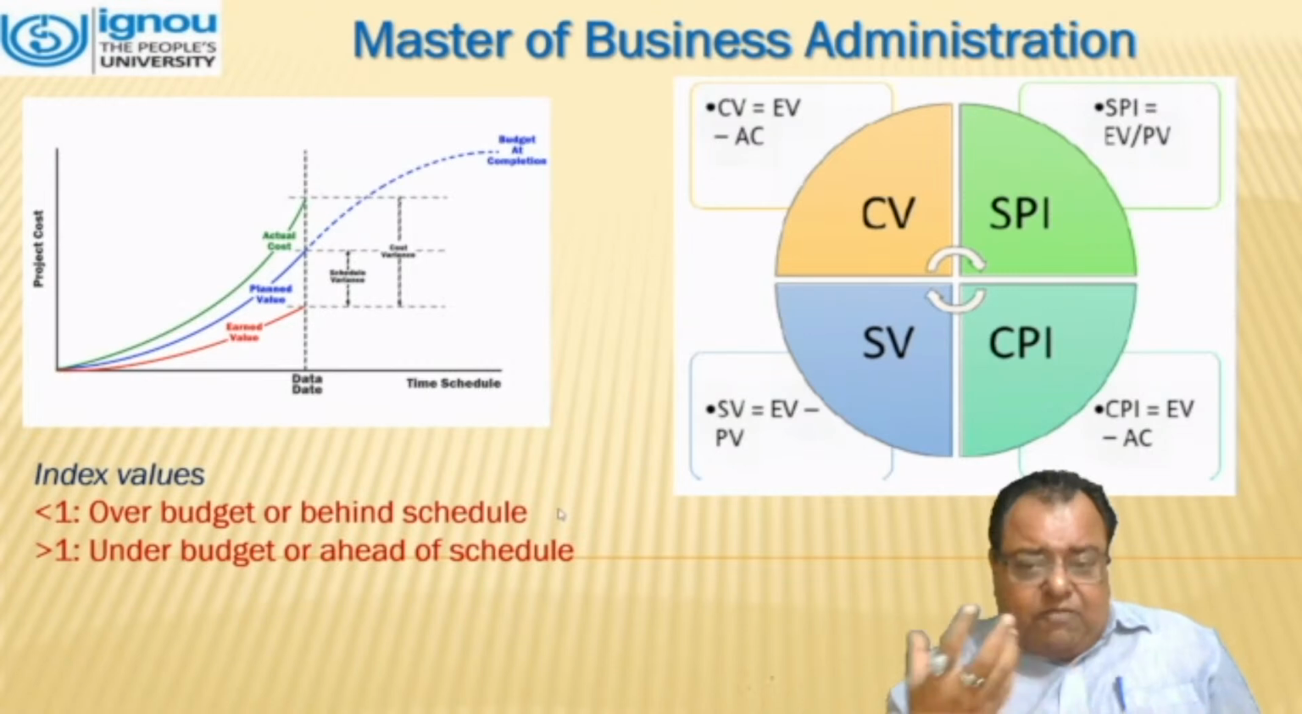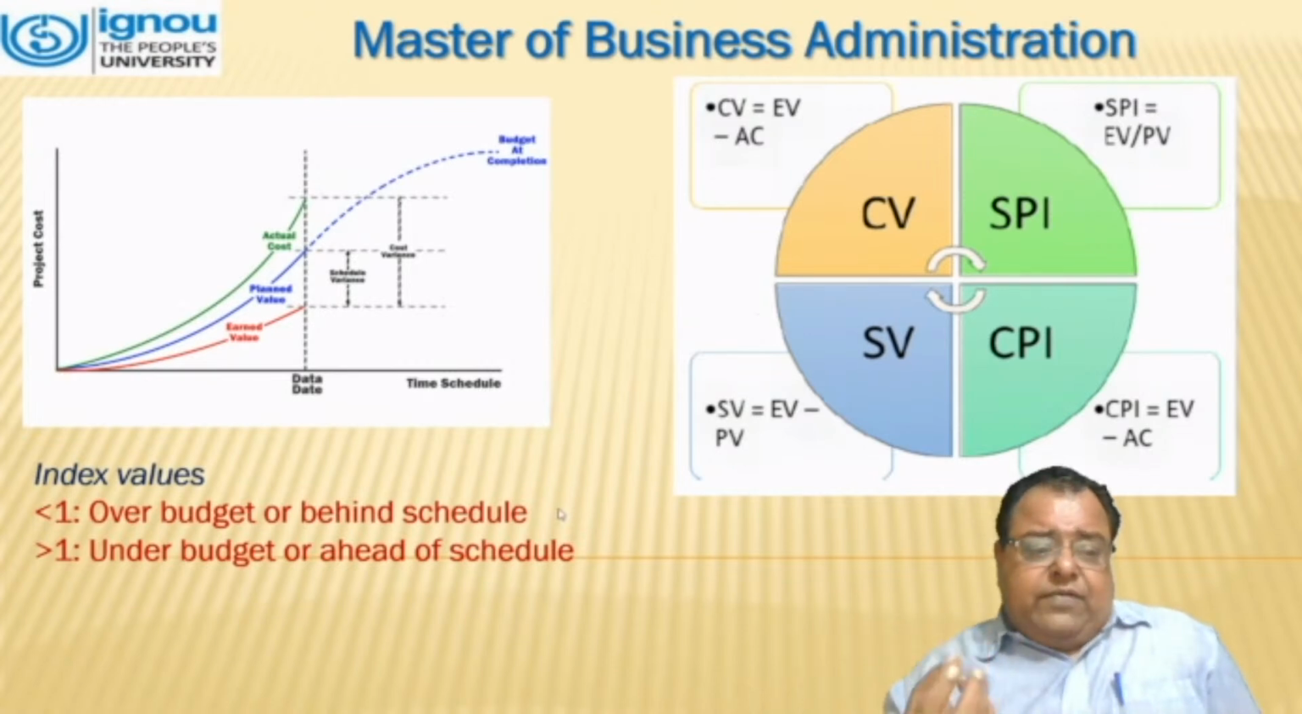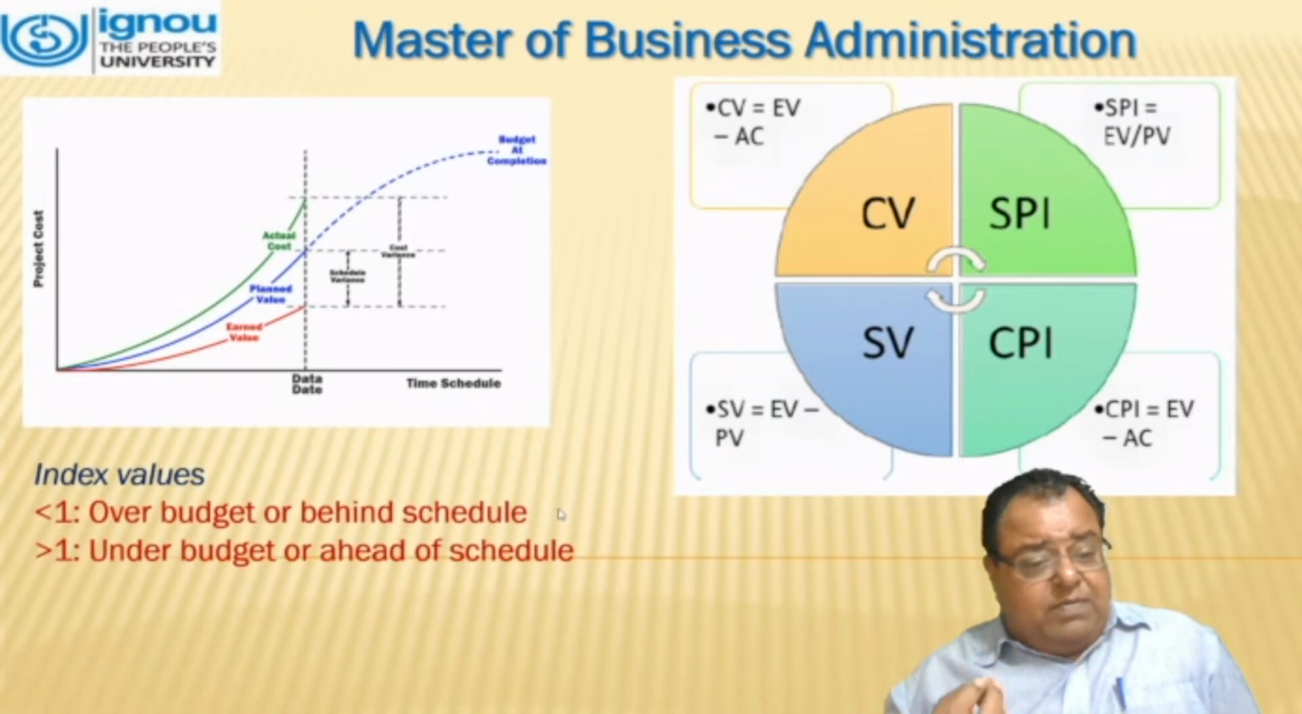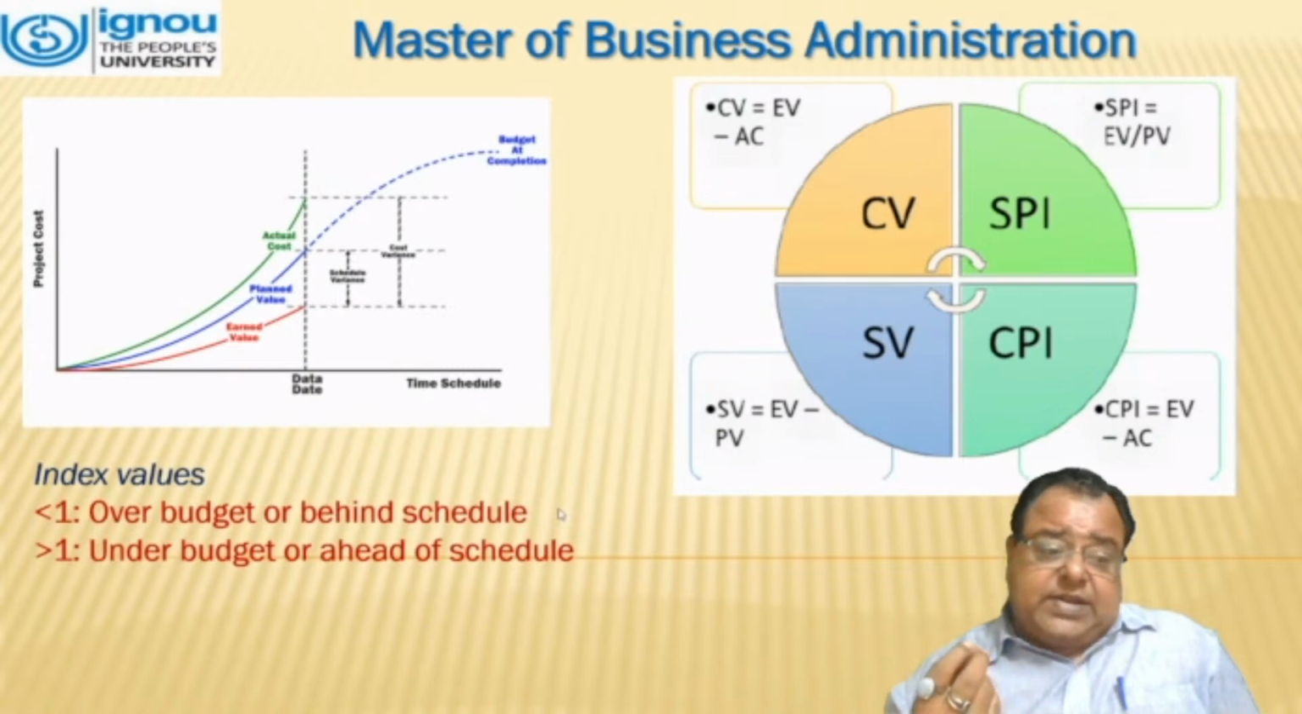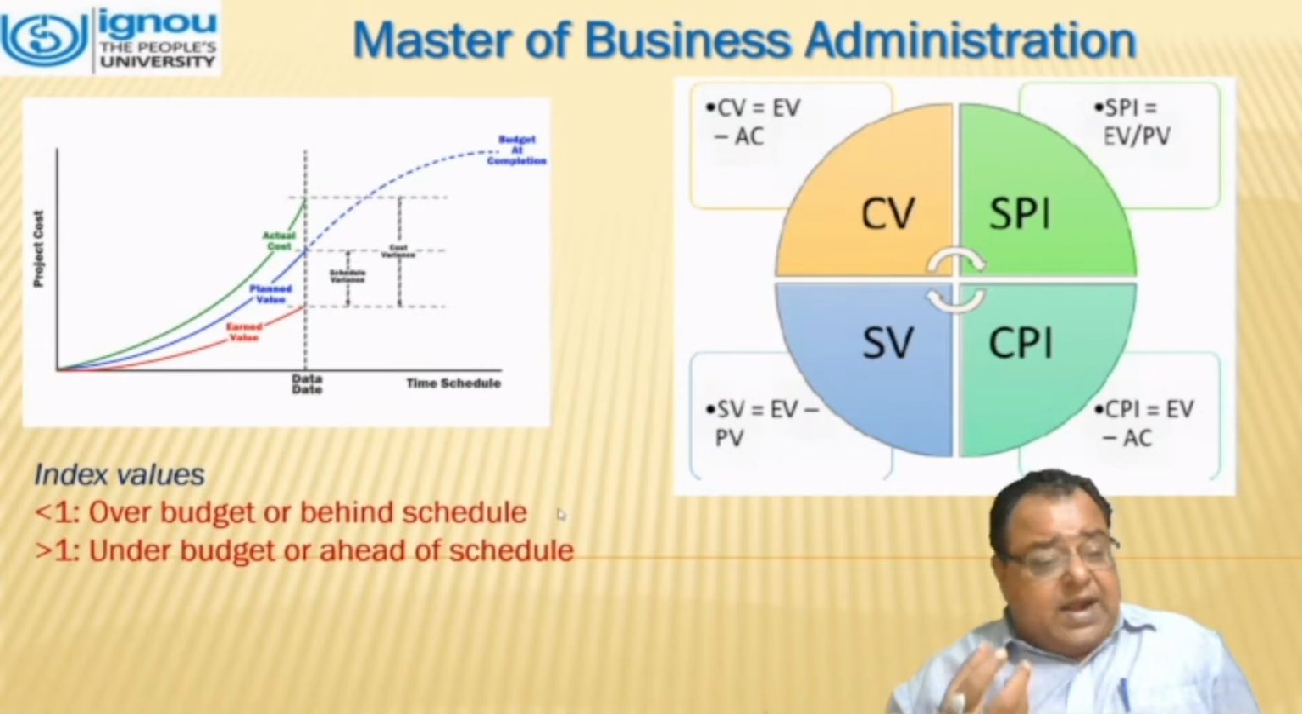Now what we conclude is, if the value is greater than 1, over budget or behind schedule, and if it is less than 1, it is under budget or ahead of schedule.